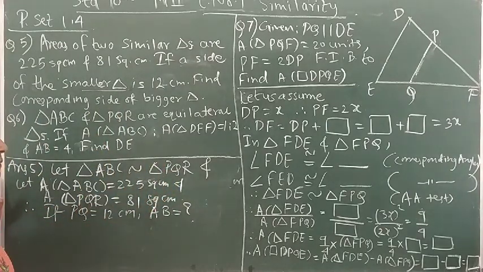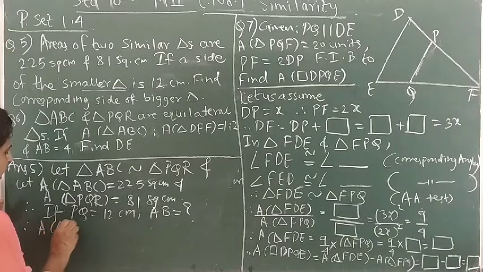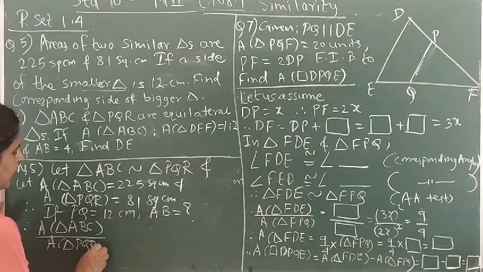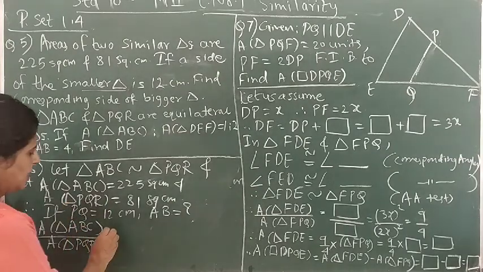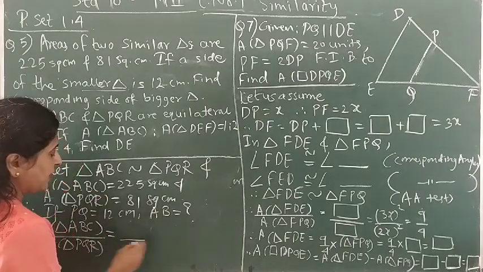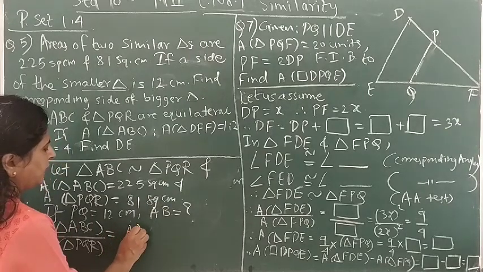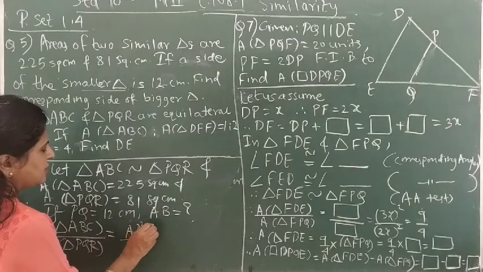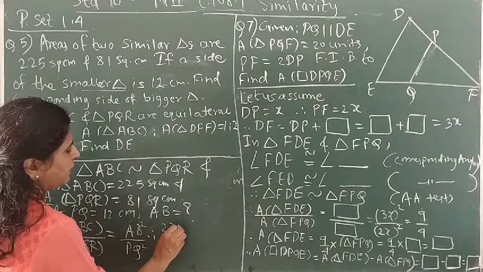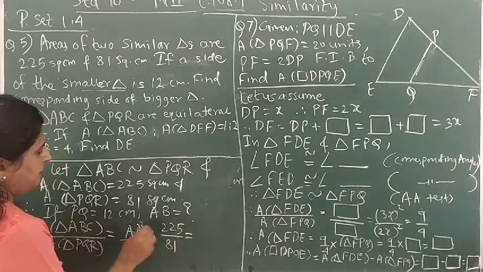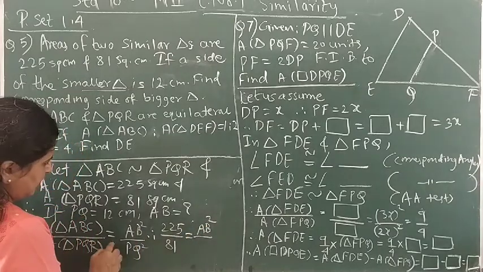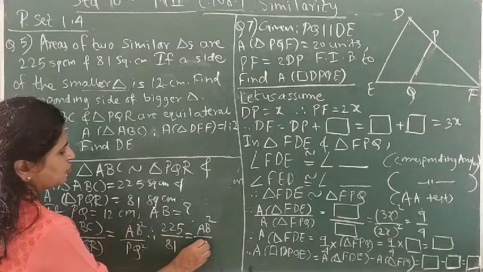Now, as these two triangles are similar, we can say that area of triangle ABC upon area of triangle PQR, the ratio of areas of two similar triangles is in proportion with the ratio of squares of their corresponding sides. What are the corresponding sides? For ABC we can take AB, here we can take PQ, and its square. So ABC upon PQR is given 225 upon 81, and AB we do not know, so it's AB square, and 81, here it is PQ square. We know PQ is given 12 centimeter, so it is 12 square.